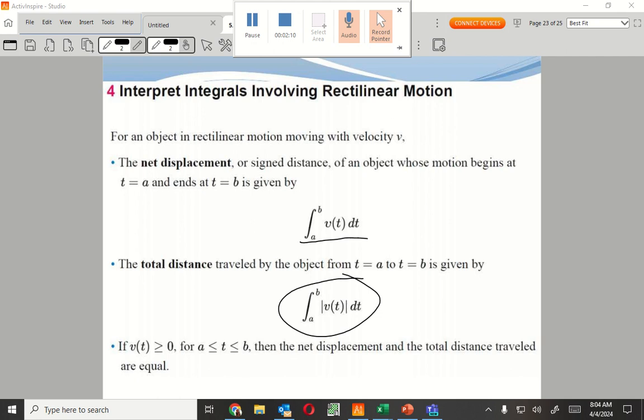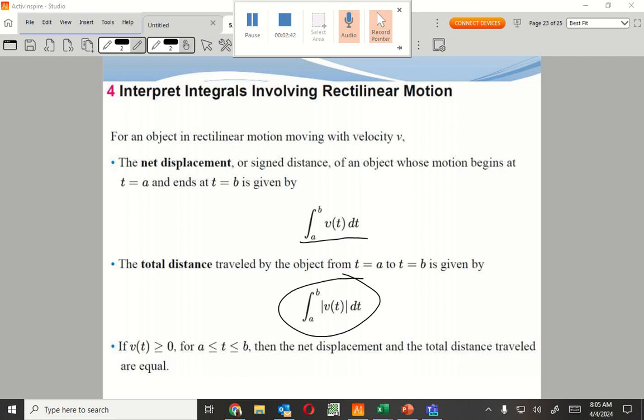So we have right here, if velocity of t is greater than 0 for the interval from A to B, then the net displacement and the total distance traveled are equal. So during that time, if Denny backs up at all, then it's not going to be the same. Total distance is not going to be the same as my net displacement.